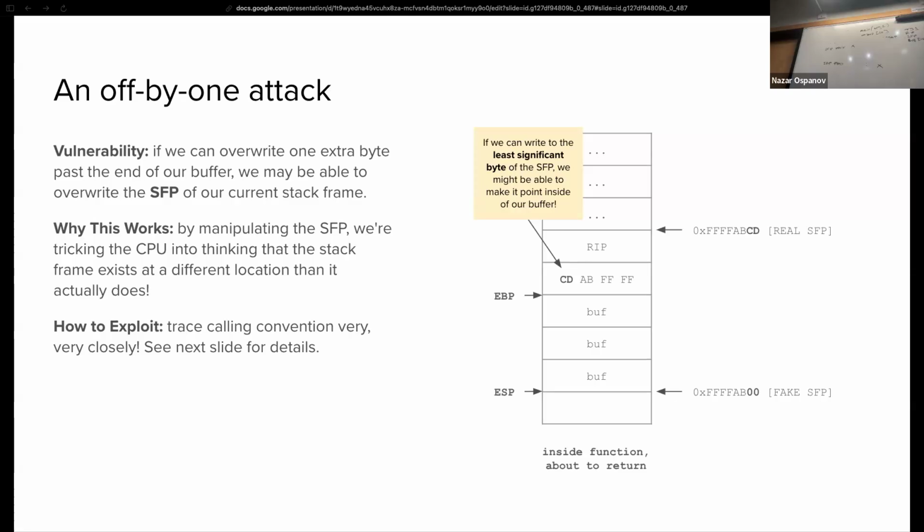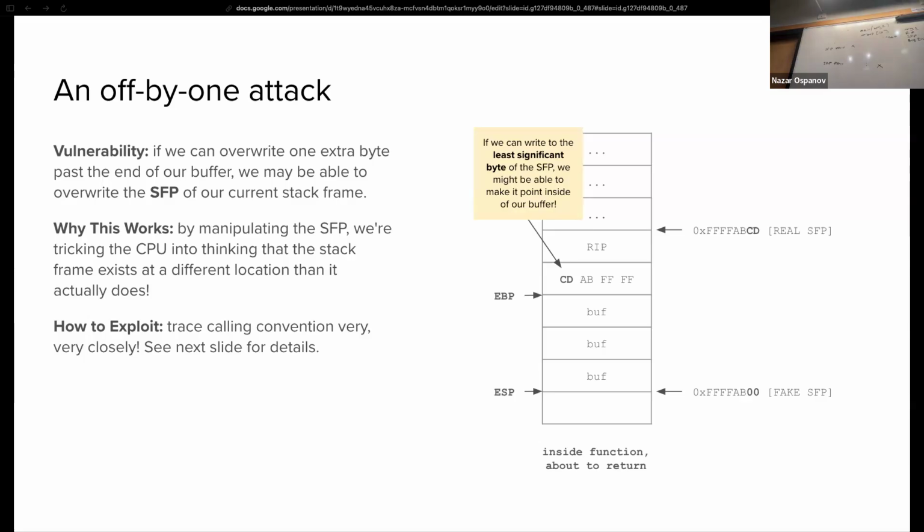Yeah, so the RIP, without loss of generality, will pop 4 bytes above that in these kinds of questions. Sometimes you can't overwrite the SFP, or you can't overwrite the RIP, but you can change the least significant byte of the SFP. So you say, okay, I'm going to try to point the SFP into my buffer, and then I'm going to put my shellcode into my buffer.